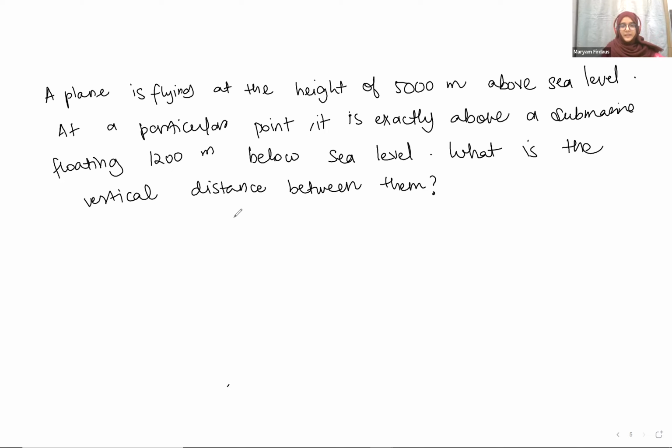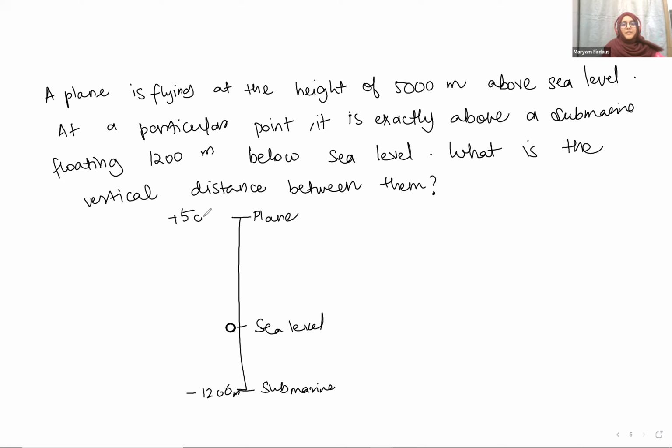Good question. See, you will write it like this. You'll draw the diagram first. This is the plane. This is the submarine. This is sea level. Let's call this zero. This is negative 1200 meters and this is positive 5000 meters. Now, if you are to calculate the distance between them, what will you do? We will add them. So if you add them, what does it become? Positive 5,000 and minus 1200.